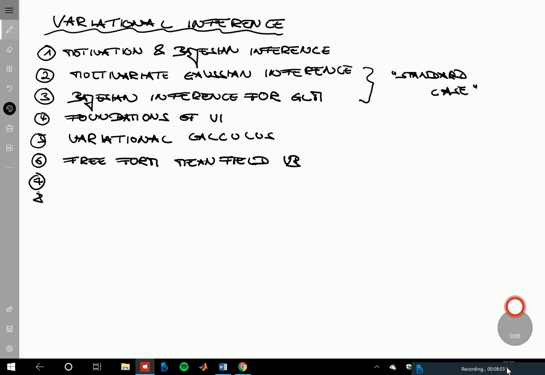What you often use in practice, specifically if you do DCM for fMRI, is what is called fixed form mean field variational Bayes or variational inference. Like I said, I'm using both things kind of interchangeably, and we will do this for definitely 2 sessions.